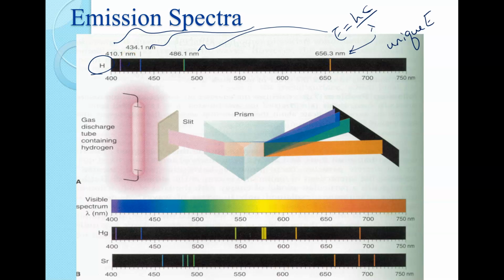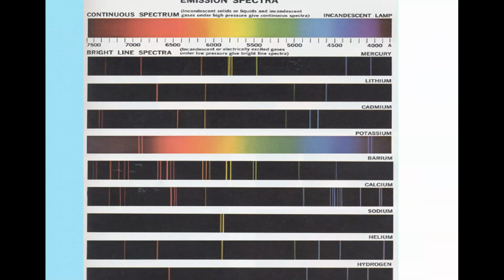And then if you look at other ones, mercury's got different lines, and strontium, and then I've got a whole sheet of them. Look at all these guys. They're all crazy all over the place. Sodium's heavy on the yellow. Helium's got a mix of everything, but hydrogen in particular has 4 lines.